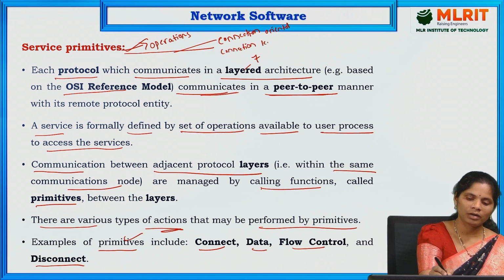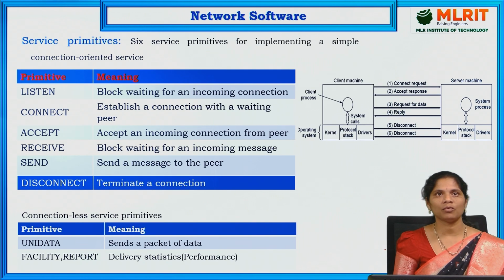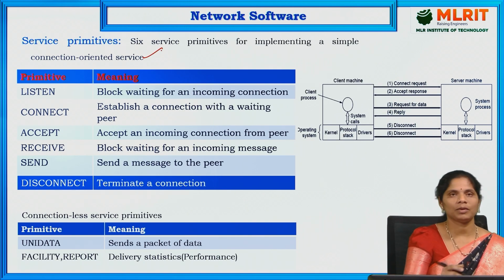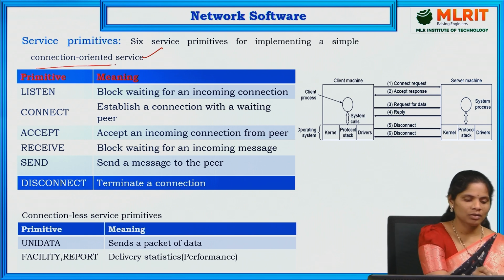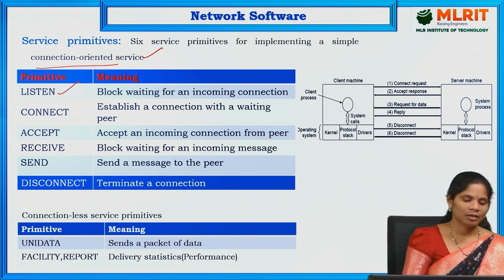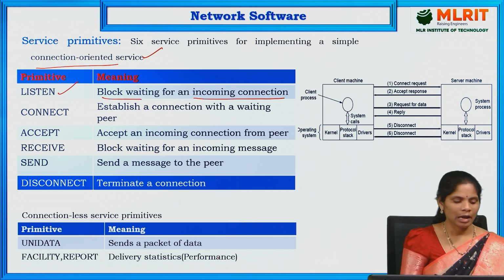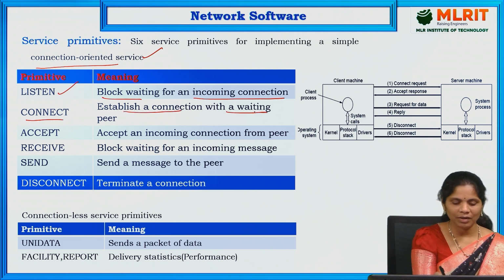Connection oriented and connectionless service primitives are both there. We will see what connection oriented and connectionless service primitives are. First, we will see connection oriented service primitives. They are listen, which blocks, waiting for an incoming connection, and connect, which can be used for establishing the connection with a waiting peer.